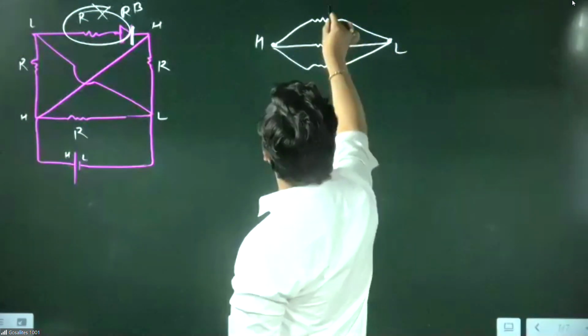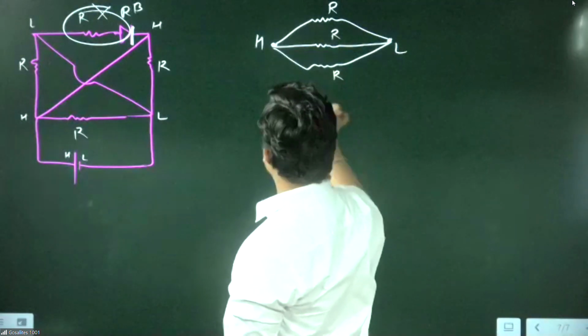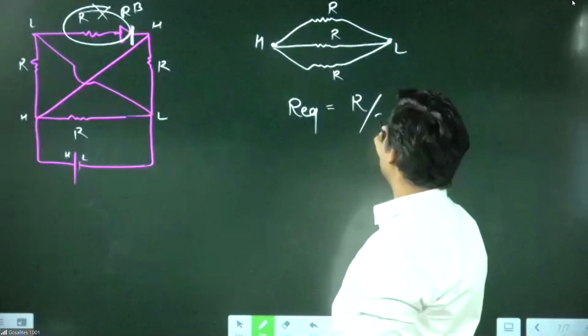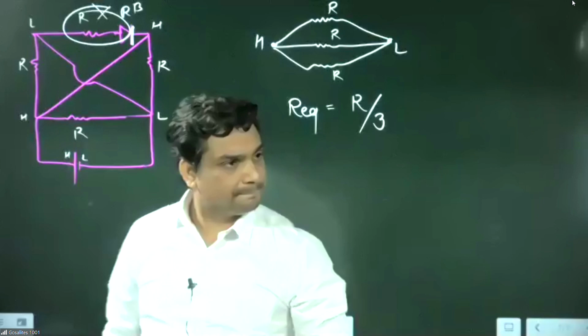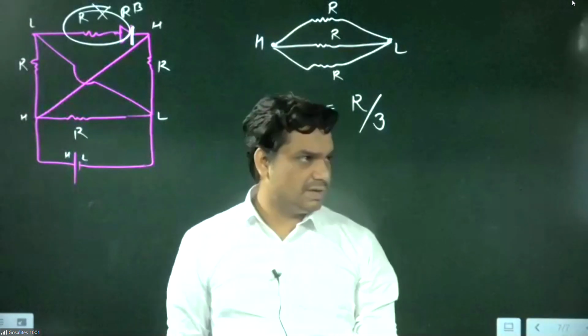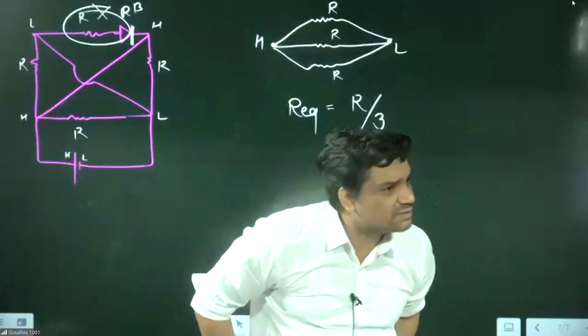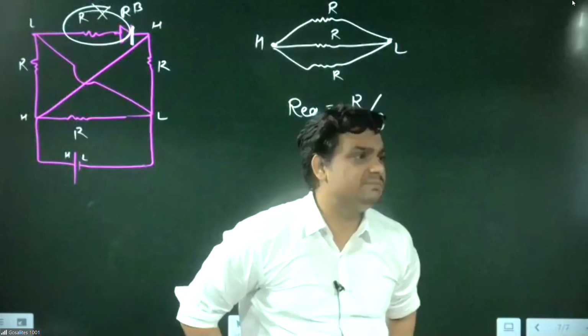So we can say this is the R, this is the R, this is the R. So we can write your R equivalent is how much? R by 3. Okay, clear? If they're asking current also, then we can find our current. Current will be just V by R.